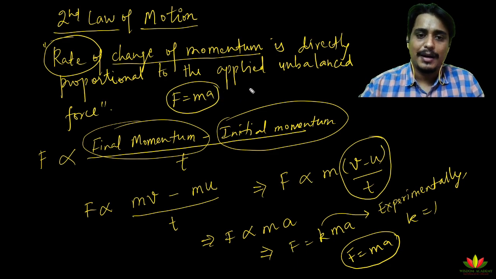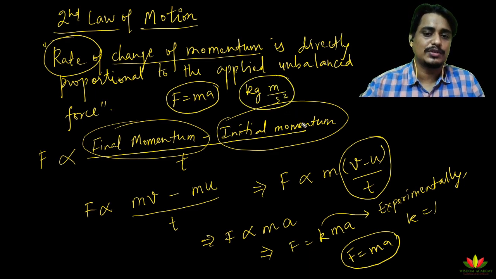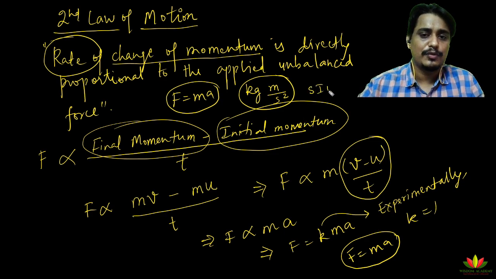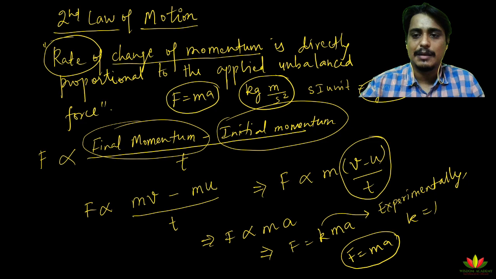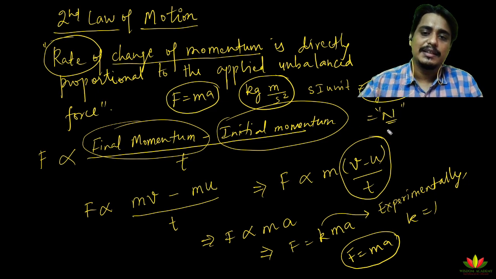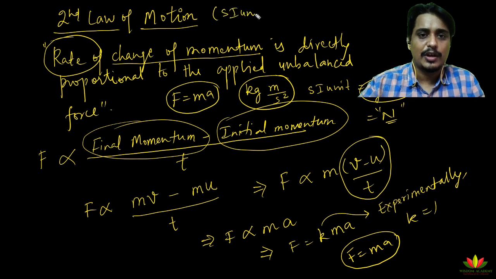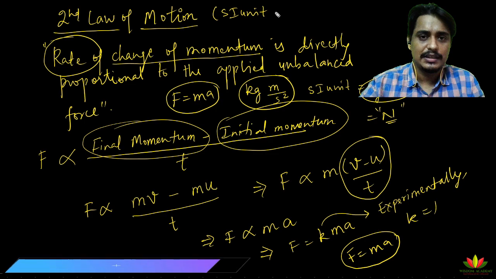Now what is mass? Mass is in kg. What is acceleration? It is in meter per second square. This is the SI unit of force. So what is the SI unit of force? SI unit of force is kg meter per second square. And this kg meter per second square is also known as Newton. Since Newton found it, that's why it is called Newton. So the force SI unit is Newton. I already told you that I will talk about SI unit of force in the coming session. So SI unit of force is Newton.